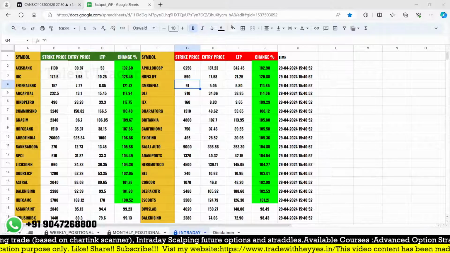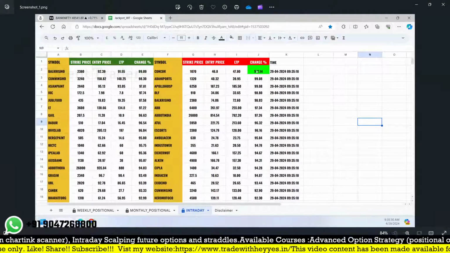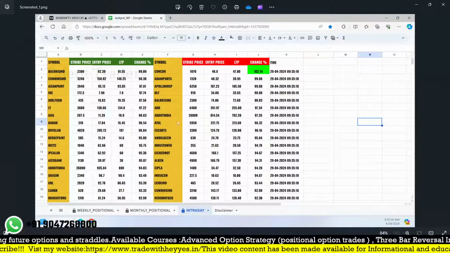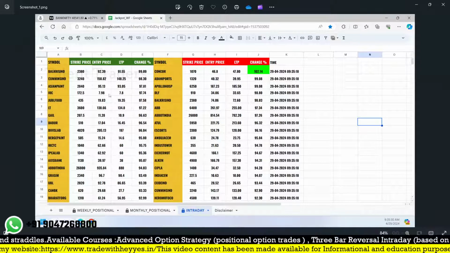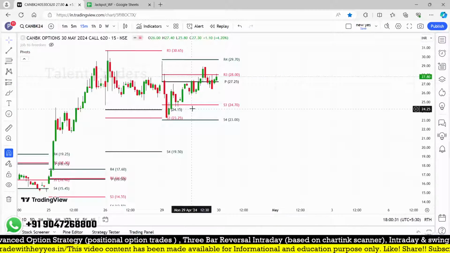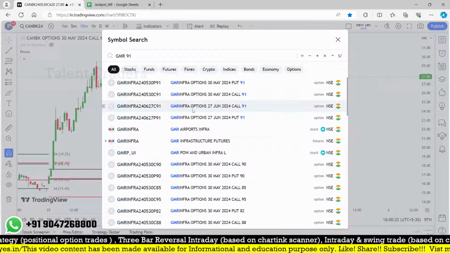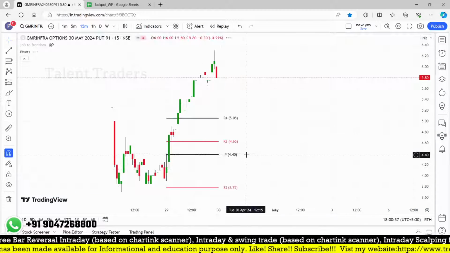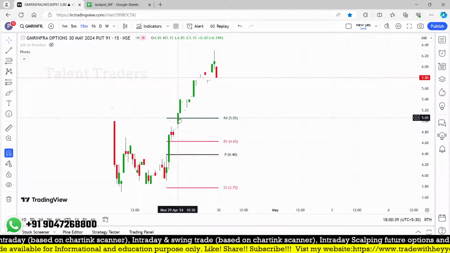So in the morning at 9:30, we don't have any stocks in the top list, only Concur, then Adani Port, a lot of stocks would be there. From this list, sometime later GMR Infra came into the list, 91 put option. So let me check GMR 91, what's happening when it gives the trigger. Here you can see the trigger which is happening around 10:30.